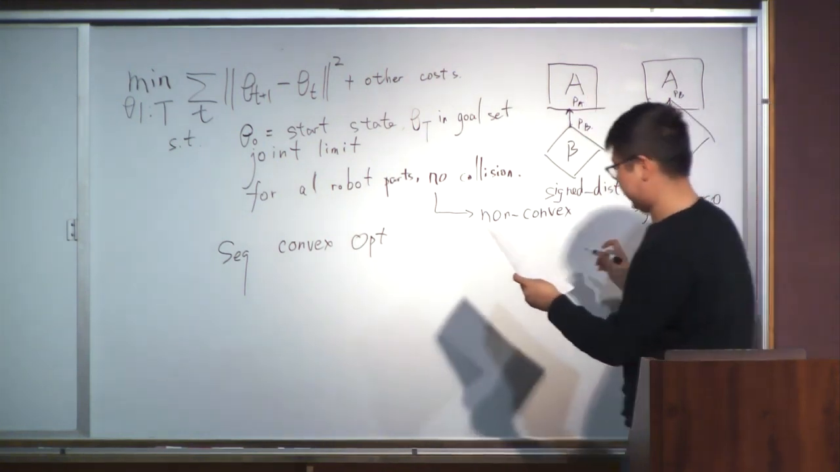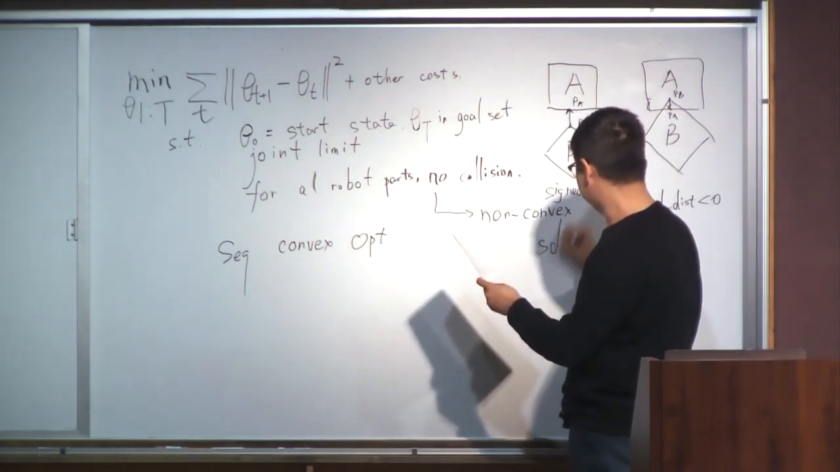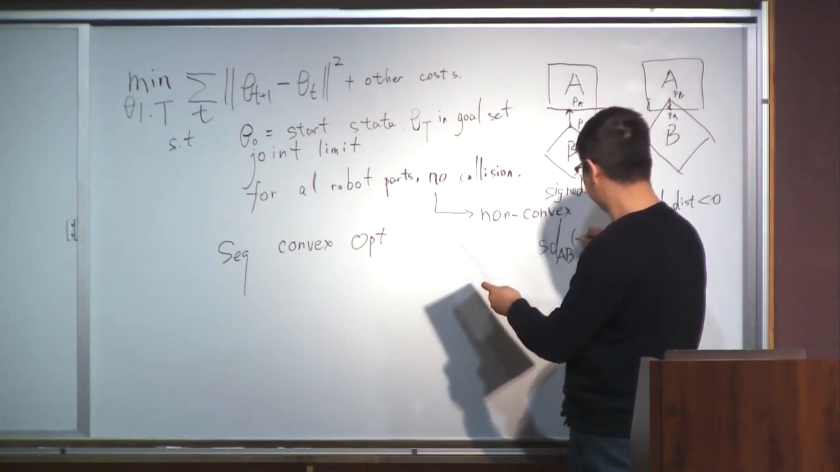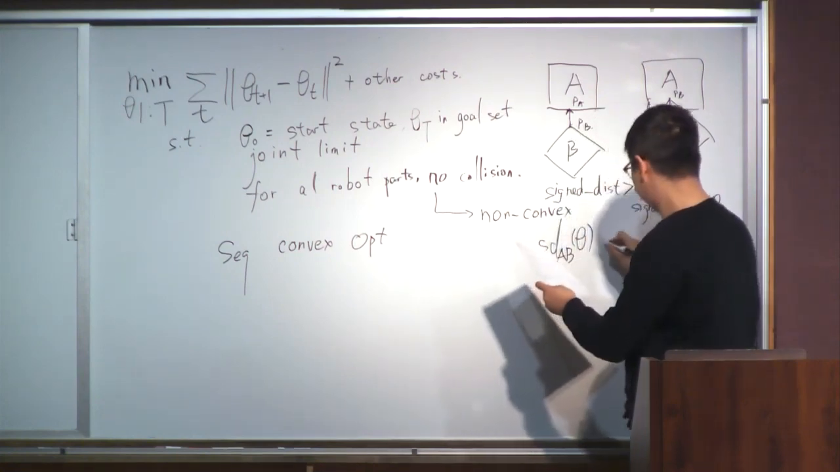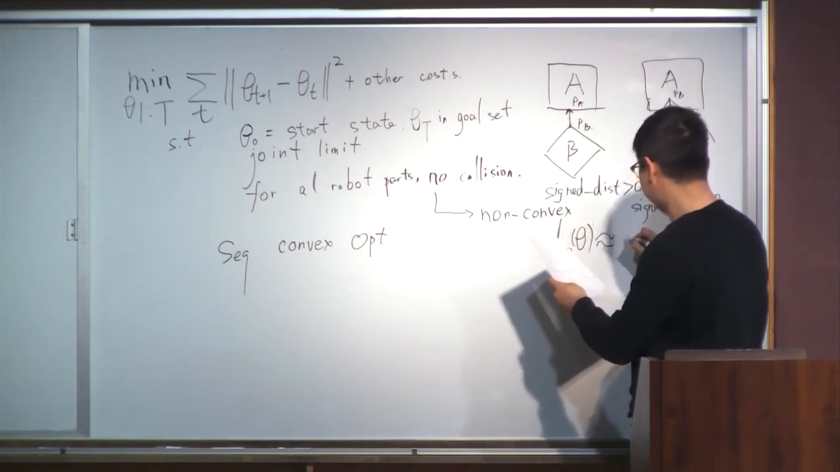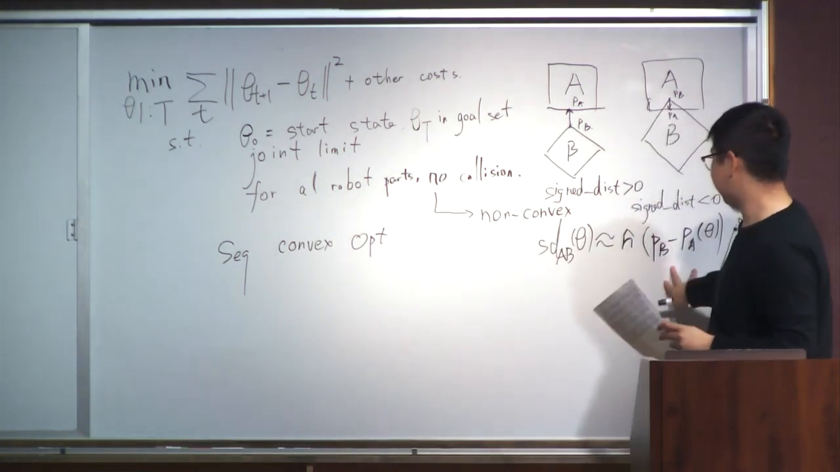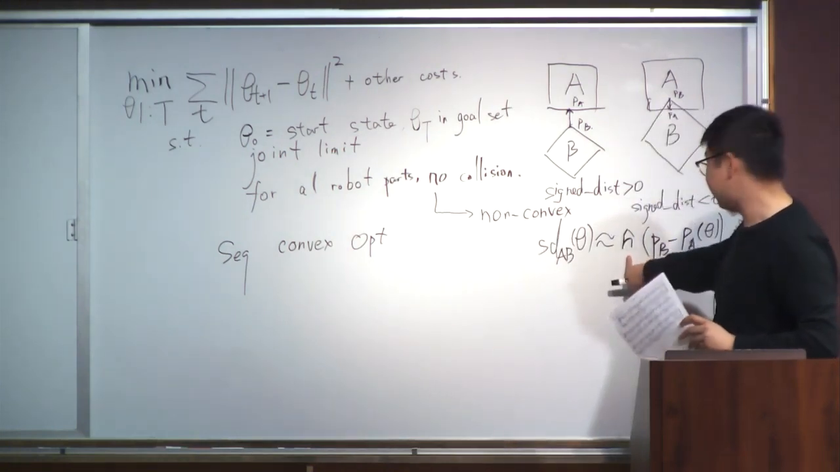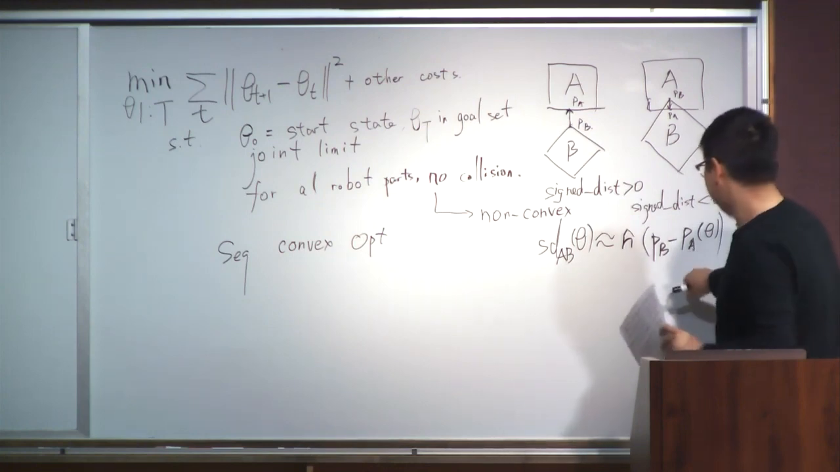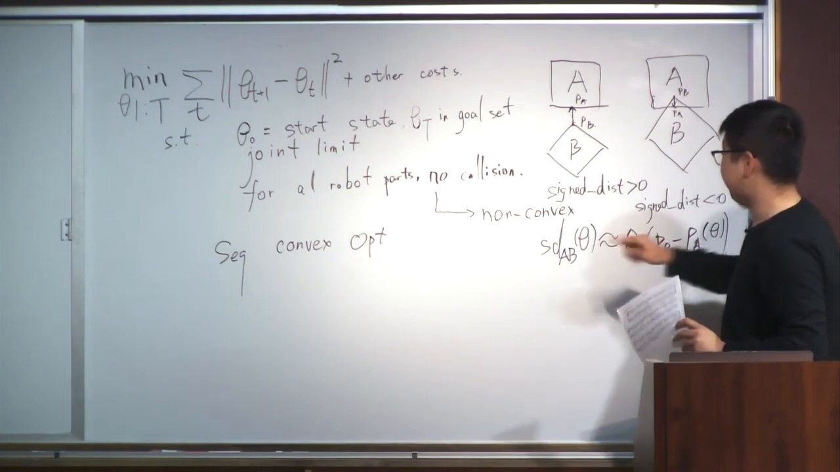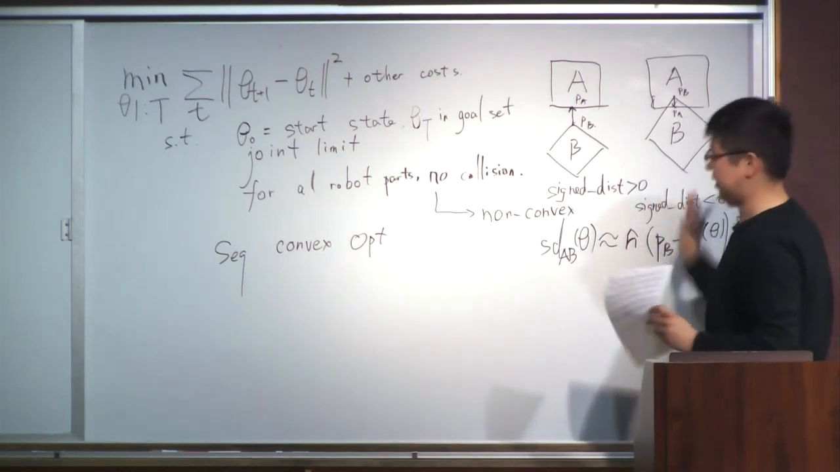We can write this in a more strict way. The signed distance from A to B of theta is approximately equal to n times (P_B minus P_A(theta)). Here n is the normal vector, and this is the distance between these two, so this decides the direction or the sign.